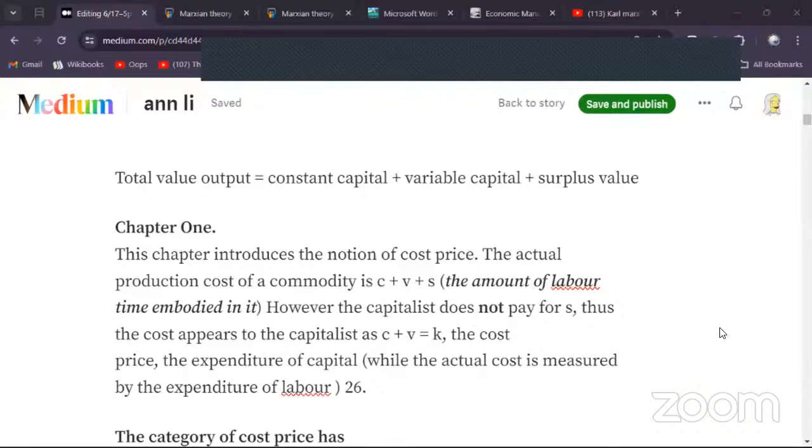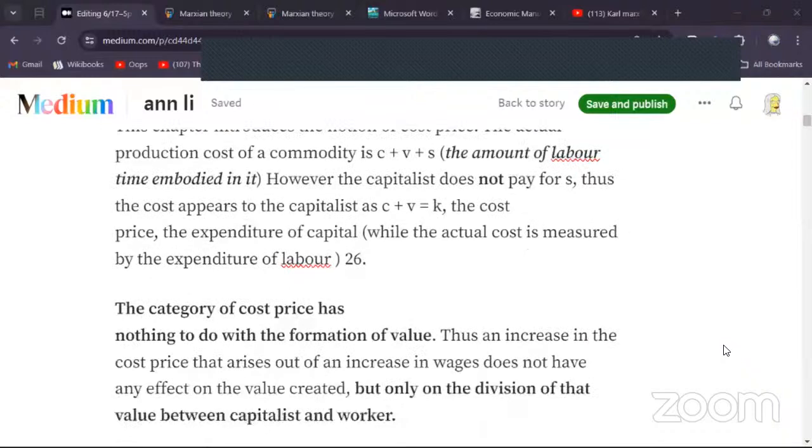The category of cost price has nothing to do with the formation of value. This is before you sort of work through the value thing. And value, of course, like surplus value, as one example, is this larger abstract entity that is referred to in a variety of ways and which confuses some people because of the idea of abstract labor and a variety of other things, but it's still about value, this larger sort of category.